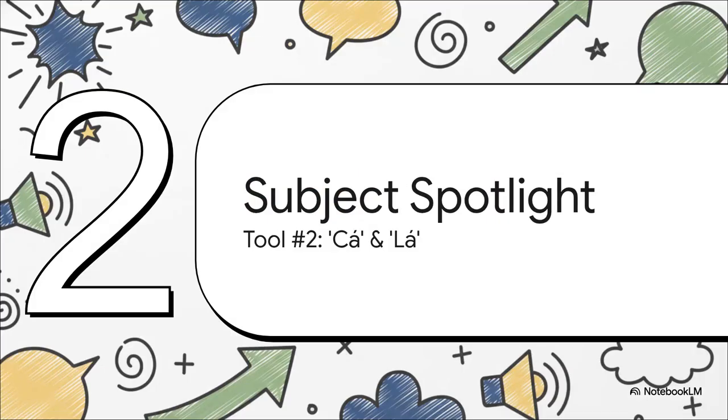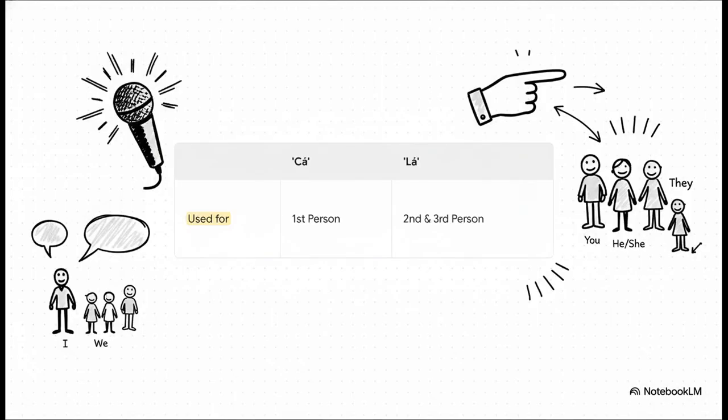All right, tool number 2 is even easier. Seriously, it just involves two tiny little words, cá and lá. Their job is to shine that spotlight directly onto the subject of the sentence, the person or thing that's actually doing the verb. And the rule for this could not be simpler. You just use cá when you're talking about yourself, so I or we, and you use lá for literally everyone else, you, he, she, they, you name it. That's it. That's the whole rule.